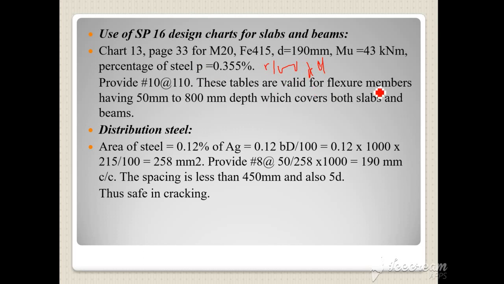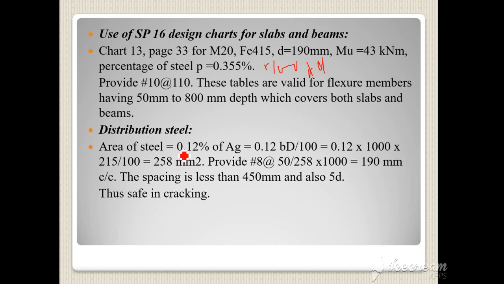These tables are valid for flexure members having 50 mm to 800 mm depth. If the thickness of the flexure member, like a beam, is beyond 800 mm, then you cannot use these tables. In the case of a slab the thickness generally ranges from 100 mm to 175 mm or 200 mm, so these tables are okay for slab design.